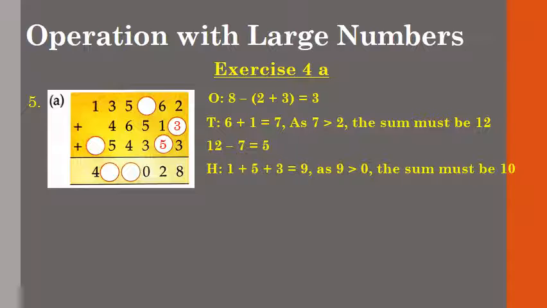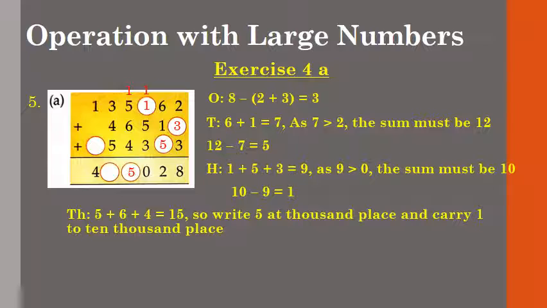Now children, at 100 place, we have 5 plus 3 is equal to 8, and as 8 is also bigger than 0, so what does it show? That the sum is equal to 10, right? And so children, here we have carried 1 from the tens place also. So 5 plus 3 is 8, 8 plus 1 is equal to 9, and 10 minus 9 is equal to 1. So the missing digit is 1.